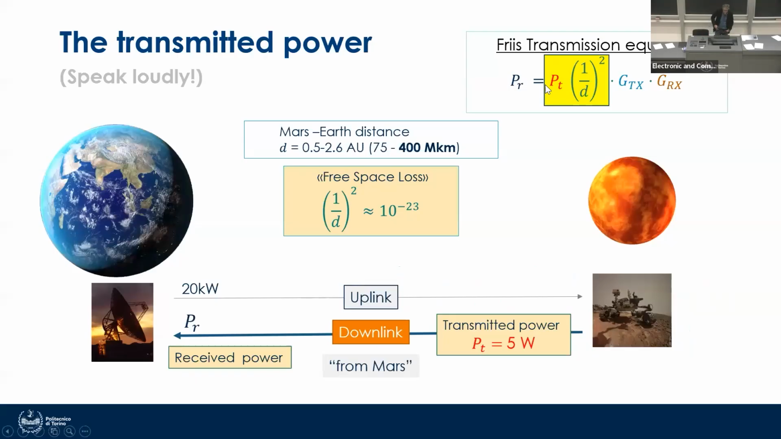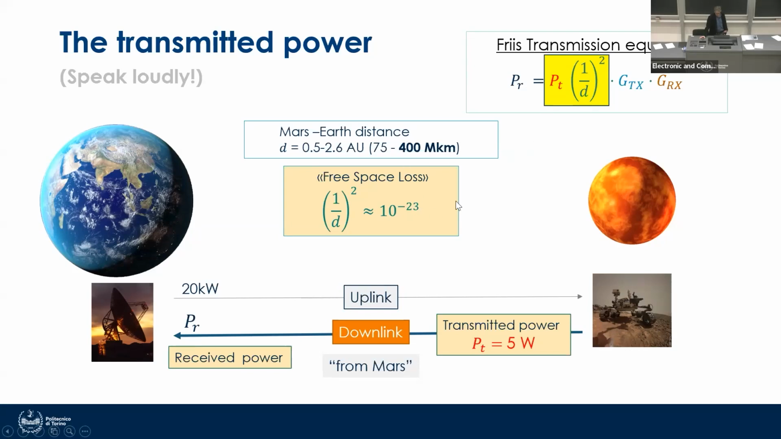Okay, with a very important equation, the one that you find here on the top right, that is the free space transmission equation. Basically, it tells you what is the received power if you have a given transmitted power, PT, at a given distance, D. And then there are two additional terms that depend on the diameter of the antenna that you are going to use, that is GTX and GRX. And we start by commenting on this first part.